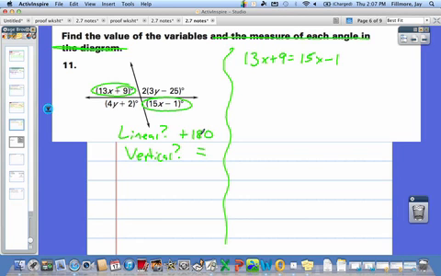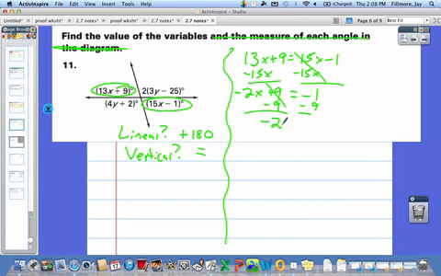To solve for x, let's subtract 15x from both sides. So these cancel, and we're left with negative 1. And on the right side, 13 minus 15 is negative 2x, and plus 9 is left on the left side. To solve for x, we'll subtract 9 from both sides. This is where students get tripped up. Negative 1 minus 9 is negative 10. Positive 1 minus 9 is negative 8. So make sure you realize that's a negative 1 still. That negative stays with it. And I divide both sides by negative 2, so my x is going to equal positive 5.